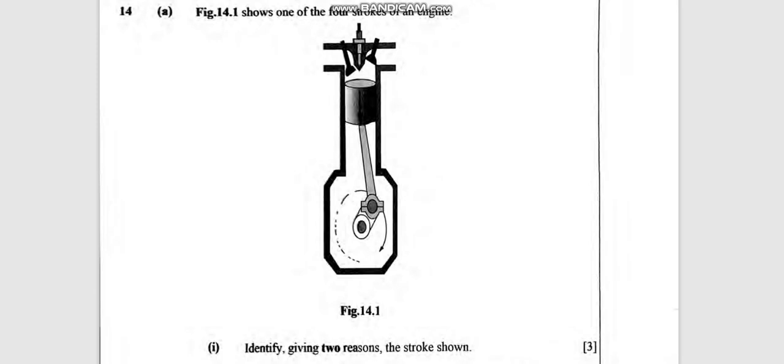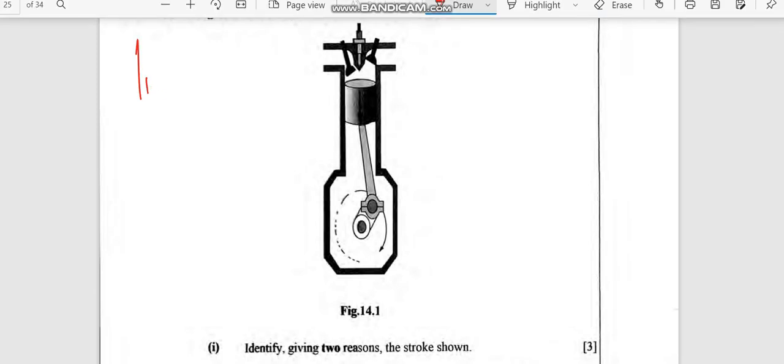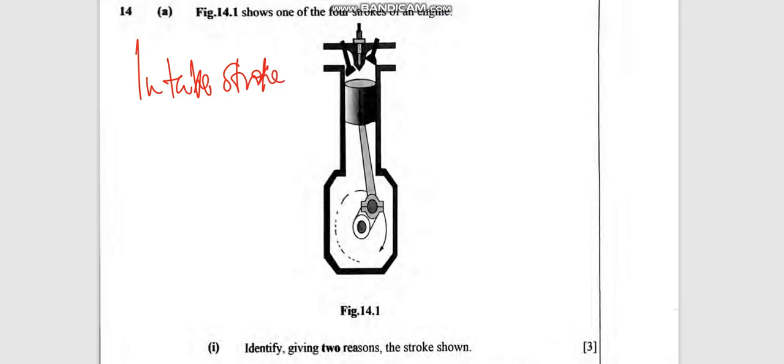So the first thing that you are going to do is to identify the type of stroke. This one is intake stroke. Now I'm giving reasons why I'm saying this is the intake stroke: because the inlet valve here is open. So the first reason is that the inlet valve is open, and the exhaust valve is closed.